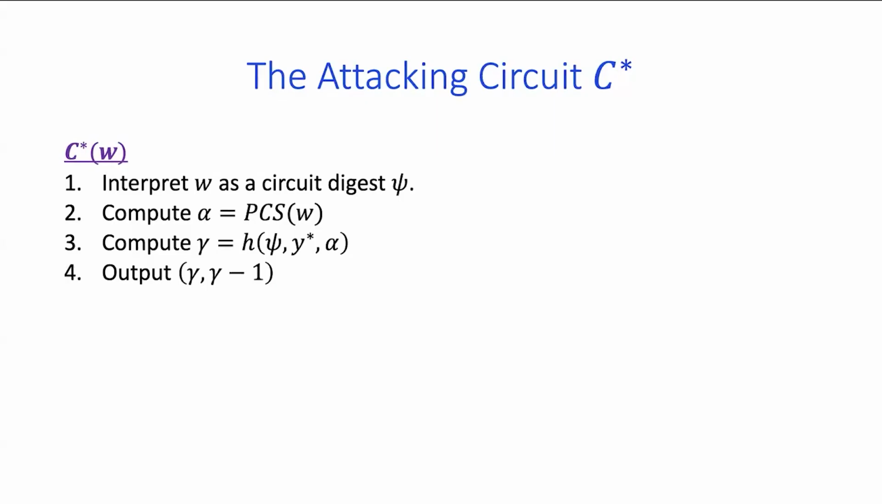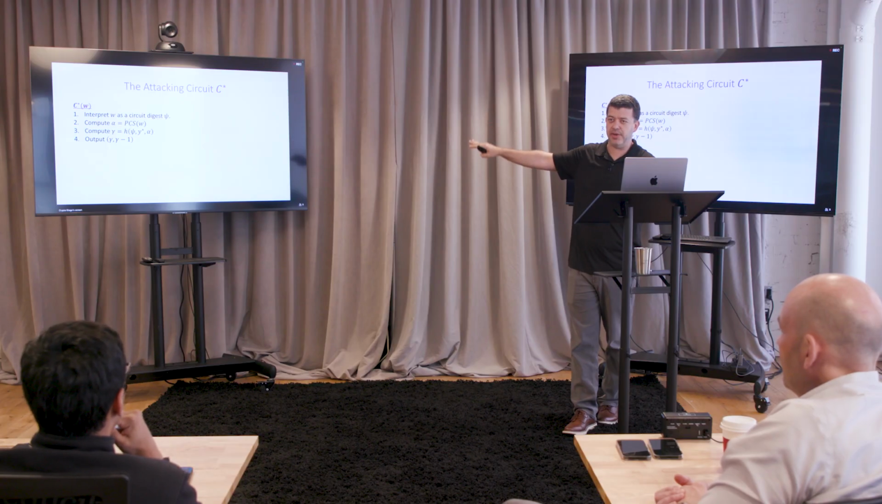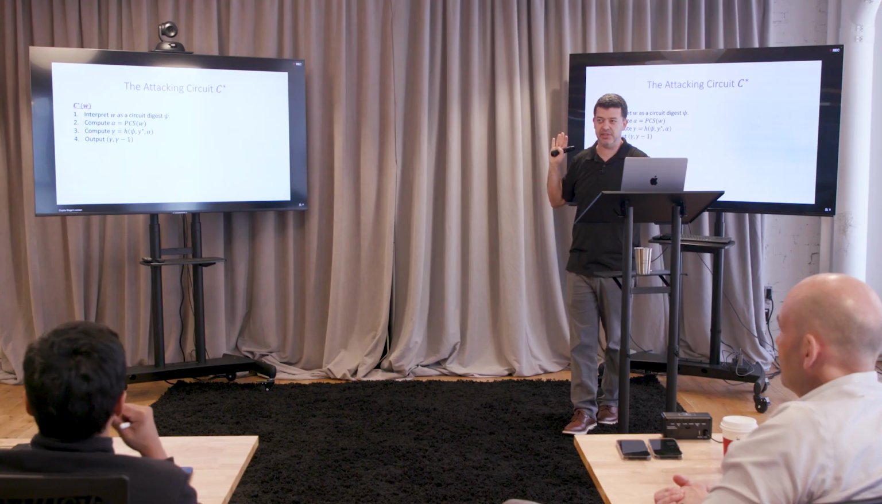I output two field elements, gamma and gamma minus 1. Why? That part is a little bit of a mystery for the moment. We'll see in a second. But this is the circuit for which we're going to be proving a false statement. Is it clear that it's well-defined, no circularity? Right? It gets W, does this.